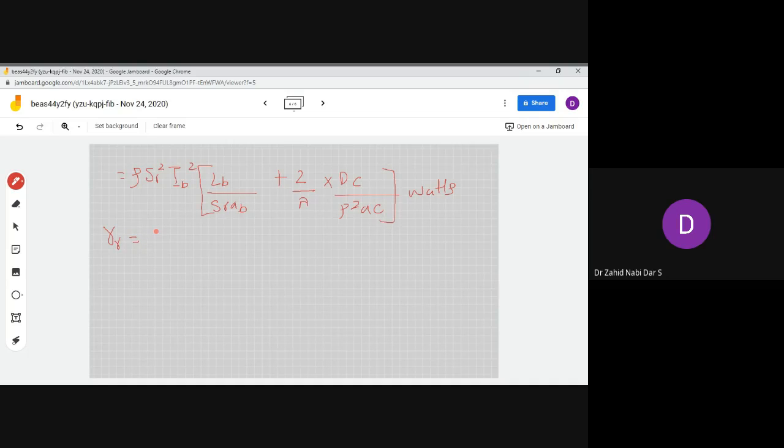I came to know this is the I square R loss. The only thing is that the IB value I have to eradicate, because copper loss is I square R loss. The only quantity I have over here is this. If I eradicate this value, the rest is for resistance only. So this is rho SR square LB, SR AB plus 2 pi DE, B square AE. So this is in ohms.